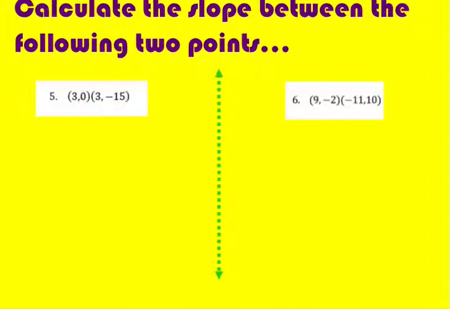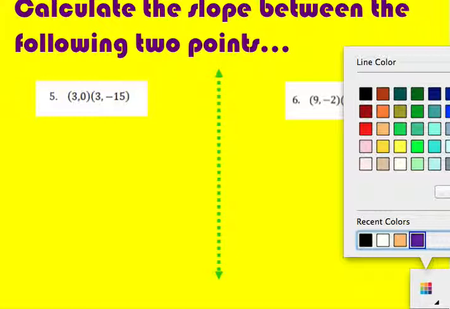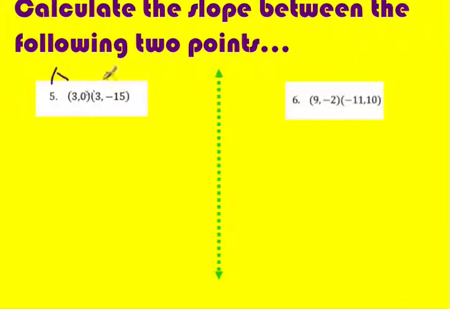Let's go ahead and take a look at number 5. For number 5, what we want to do is calculate the slope between these 2 points again. So I have x1, y1, x2, y2. That is a really poorly drawn x.